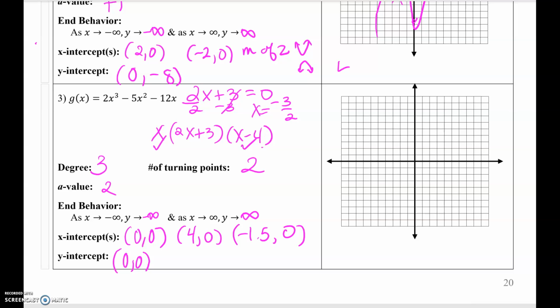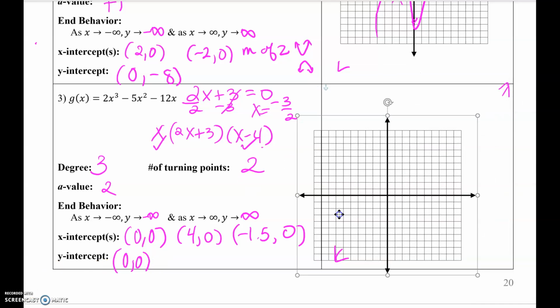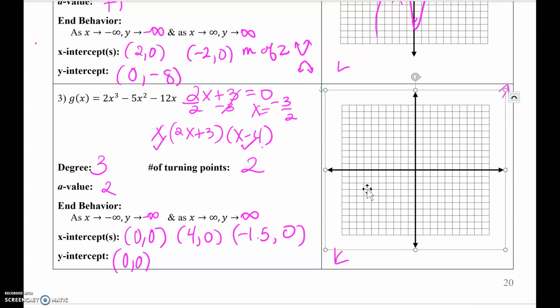So I don't have any bounces here, so this one is just going to be a few shoots. I'm going to have my end behavior here and my end behavior on the other side. Let me move this graph back down and see if I can keep it from being too crazy. So I want to put an ordered pair at the origin. I want to put an ordered pair at positive 4, 0. And then an ordered pair at negative 1.5. Okay, so those ones, see how they kind of stayed on the axis? That's great. So I'm going to just connect them.